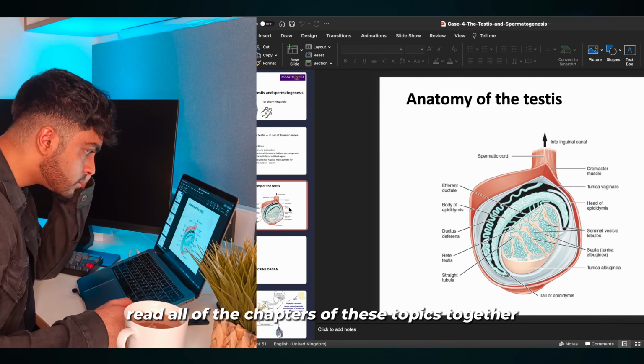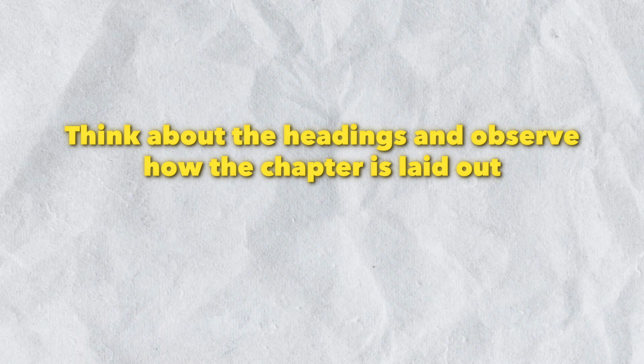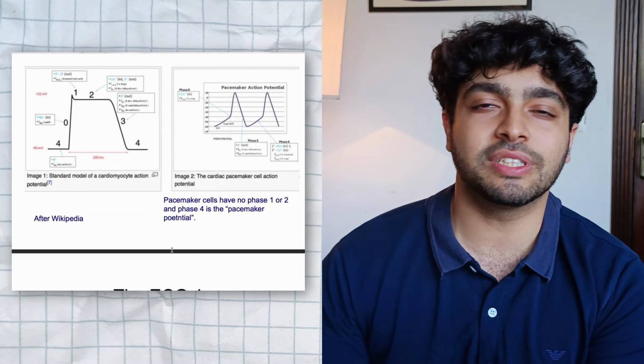Now you try and skim read all of the chapters of these topics together. While reading through multiple ones, think about how each individual chapter is laid out. What is its structure? What are the sections of these chapters divided up into? And then compare between the chapters again.